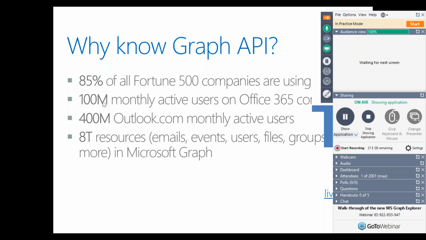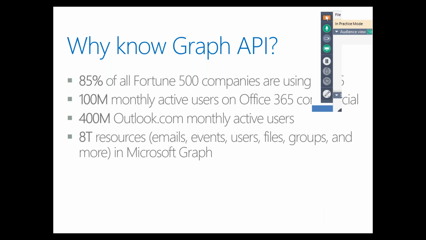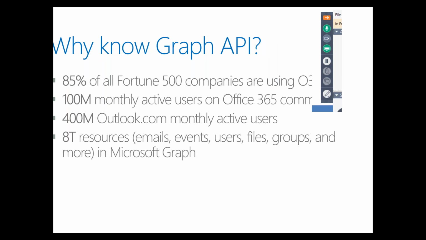These are some statistics I have taken from Microsoft.com. 85% of all Fortune 500 companies are using Office 365. There are 100 million monthly active users of Office 365, so there's a vast reach of the Office 365 platform. And there are 400 million Outlook.com active users. There are a total of 8 trillion resources if you count together the emails, events, files on OneDrive, groups, and everything, which you can access using the Microsoft Graph. That's why it's important to know how to work with Graph API, and the very first step is how to work with Microsoft Graph Explorer.